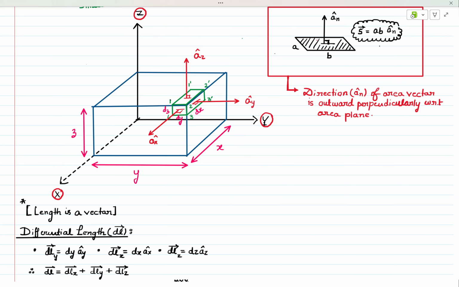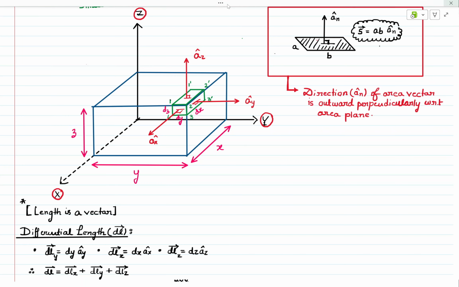Now let's come back to the differential area. The differential area is nothing but the areas along the three directions respectively. Now, what are those three areas? That is 1, 2, 3, 4, the area that has been directed toward the direction of ax, and another area is 2, 3, 2 dash, 3 dash. This is also one area that is in the direction of ay, and one another area is 1, 2, 1 dash, 2 dash. This is another area which has been directed in the direction of az, or in the direction of z. So these are the three areas that are visible over here.